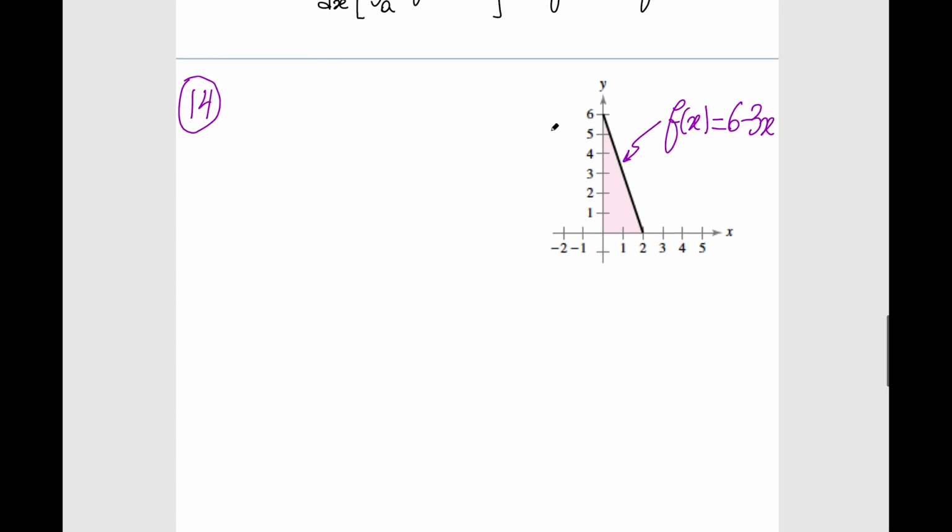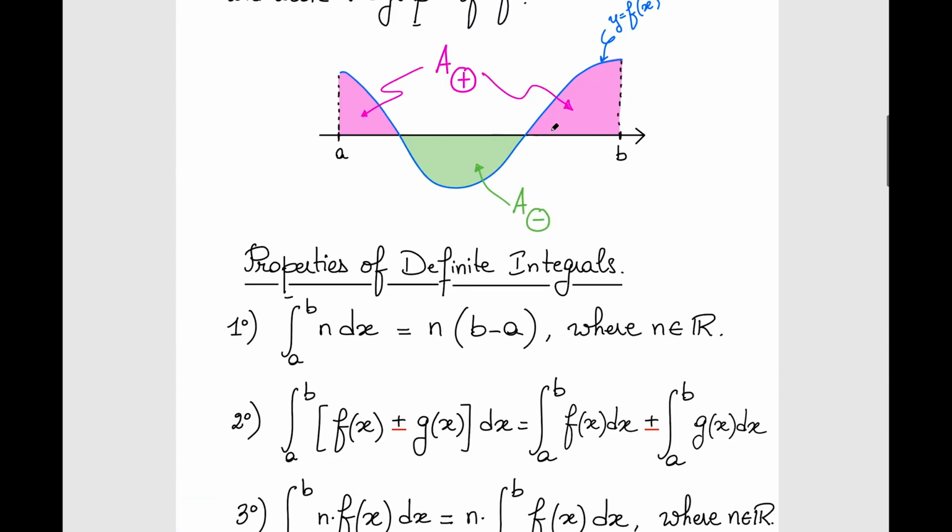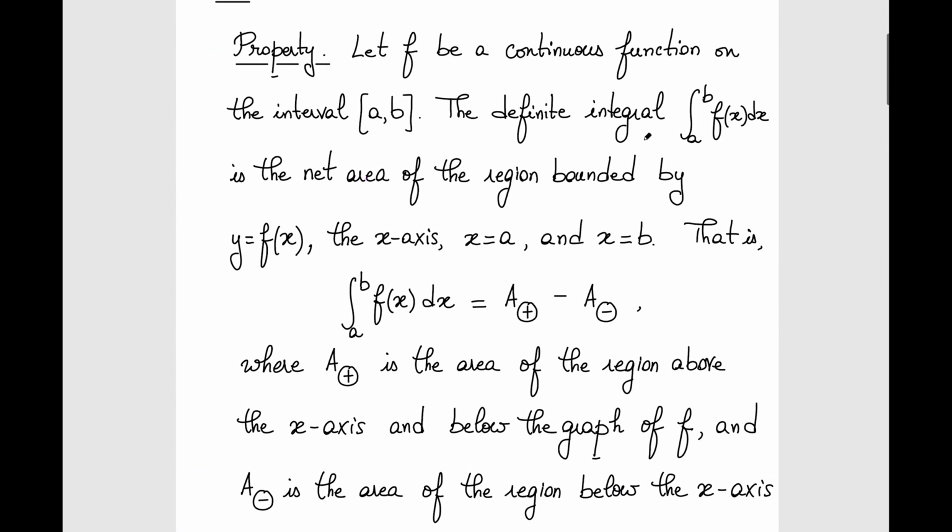Well, as we know by this property over here, this definite integral, what is it? It's the net area, in the sense that you subtract the sum of the areas under the x-axis from the sum of the areas above the x-axis. This is what we mean by net area of the region bounded by the graph y equals f of x, the x-axis, and the two vertical lines x equals a and x equals b. X equals a being the lower bound, and x equals b being the upper bound, right?